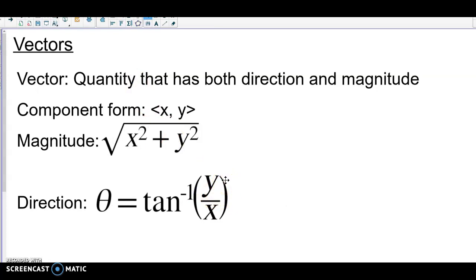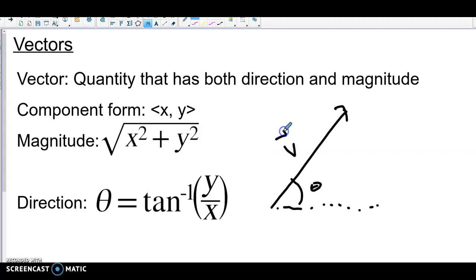Graphically, if you were to look at this, this is what it's going to look like. You're going to have something like this. Sorry. I don't know why this is not working. There we go. Where this is theta, and this here is the vector.